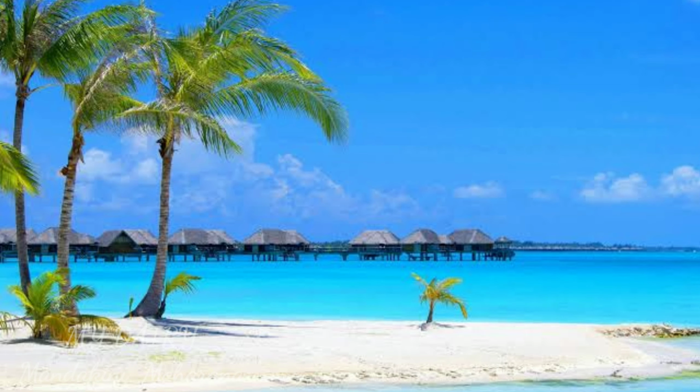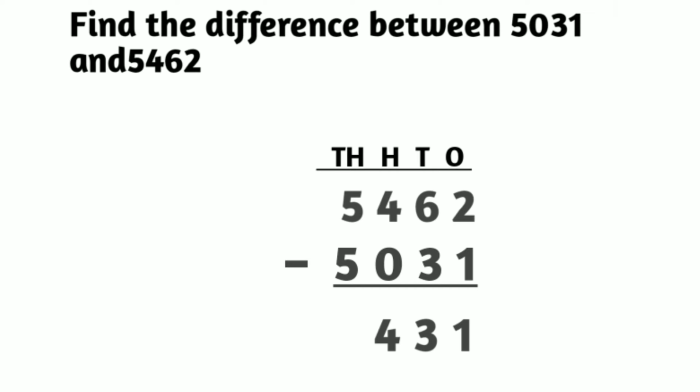Let us give one more example. Find the difference between 5,031 and 5,462. Here see, both the numbers given have 4 digits. The digits at the thousands place are the same. So, find out the greater number by comparing the hundreds place. 4 is greater than 0. So, 5,462 is greater than 5,031. Now, arrange them in a column.